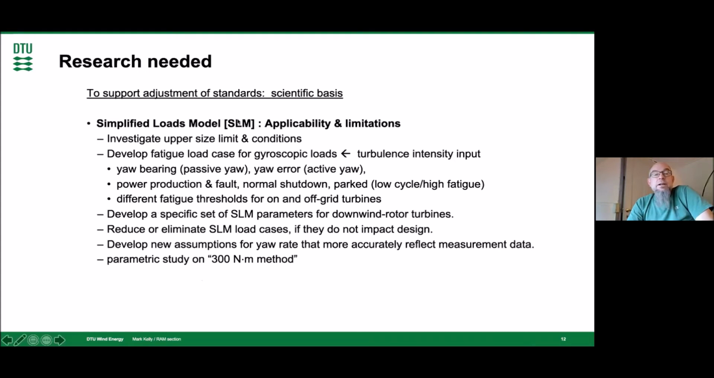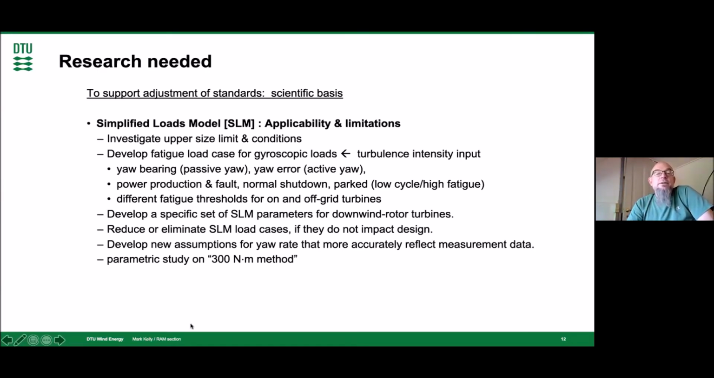Lastly, the simplified loads model to make it easier towards certification. Got to find out where it is applicable and how limited it is. So what size limit does the current SLM really apply to? And then further things like fast spinning small turbines, got to deal with gyroscopic loads, as well as passive yaw or active yaw. What are the load cases that really should apply to those, and reducing safety factors through that kind of research.